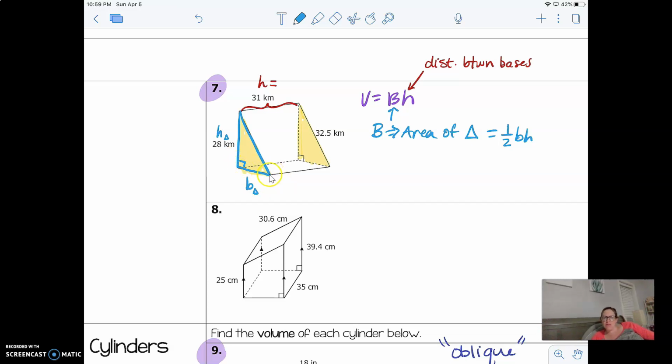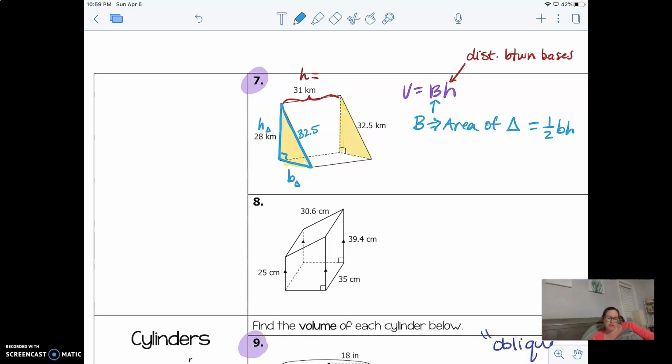Ooh, but we don't have the base of the triangle, do we? We have this hypotenuse here. Interesting. But that's also going to be the same right here, 32.5. And since this is a right triangle, guess what we can do? You guessed it, our favorite theorem, Pythagorean theorem. So we're trying to find this base here. Let's call that x. So we do 28 squared plus x squared equals 32.5 squared. Pythagorean theorem. Okay, now we need our handy dandy calculator.